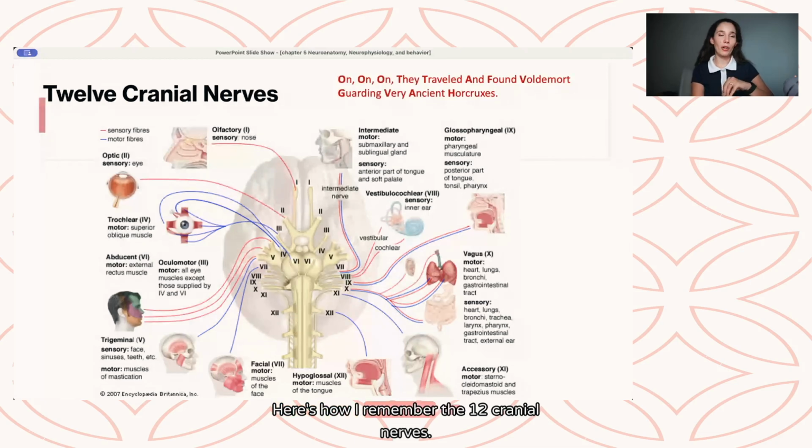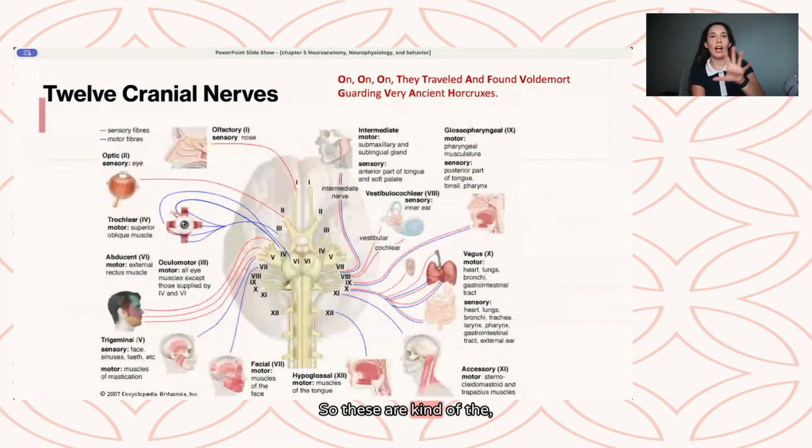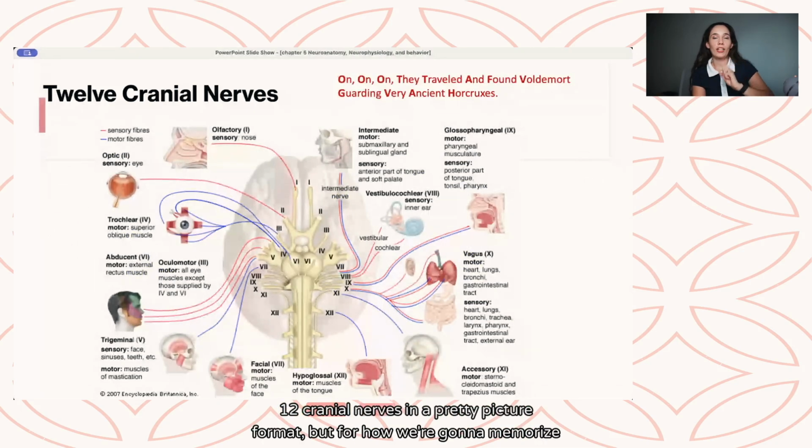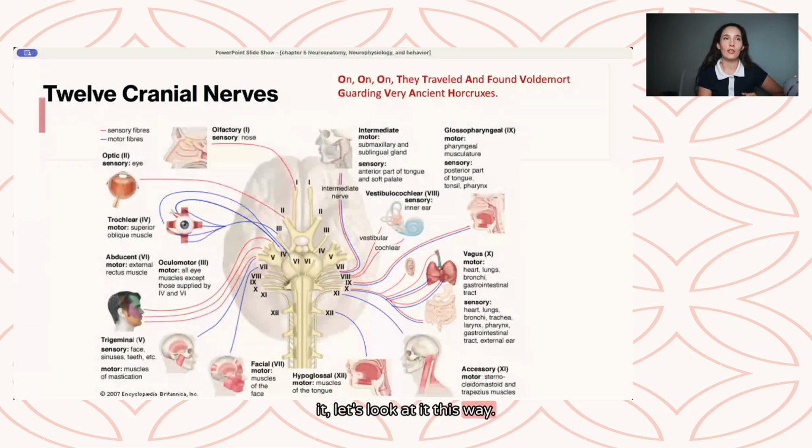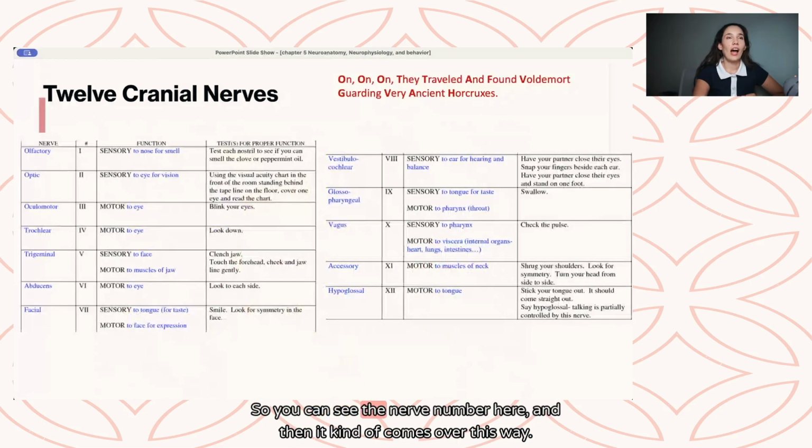Here's how I remember the 12 cranial nerves. So these are the 12 cranial nerves in a pretty picture format, but for how we're going to memorize it, let's look at it this way. You can see the nerve number here, and then it comes over this way.